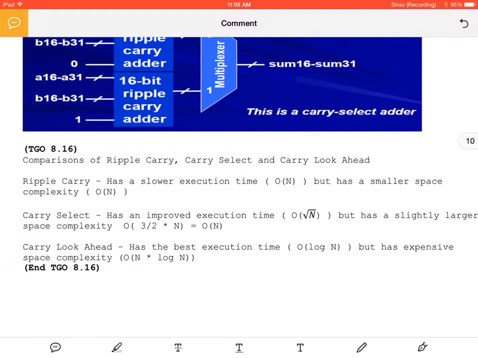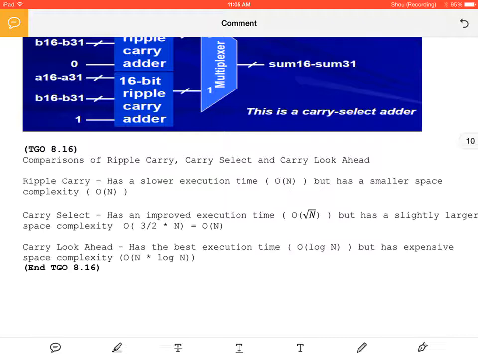What we wanted to do today is talk about what is this carry look ahead, and what does that mean? Ripple carry is slow execution time, big O of n, but reduced area. If it's a 32-bit machine, it'll have 32 full adders. If it's an 8-bit machine like the one you'll be synthesizing in your lab, it has 8 full adders.